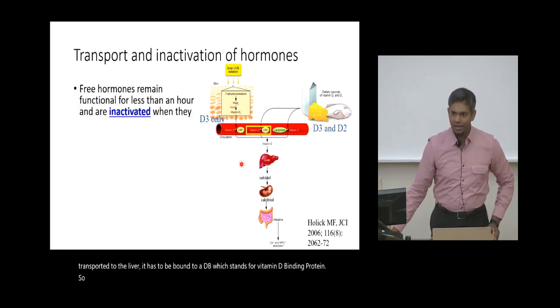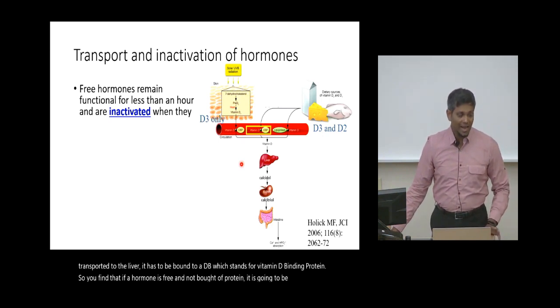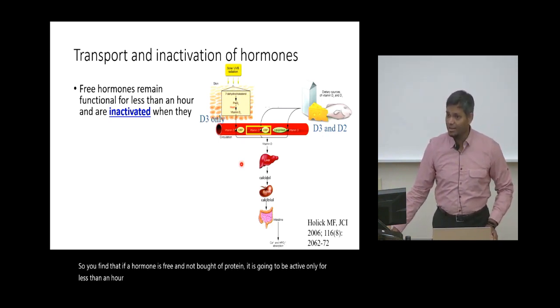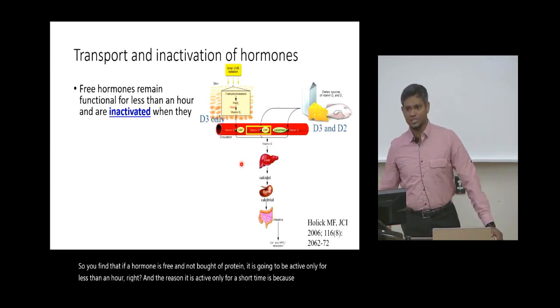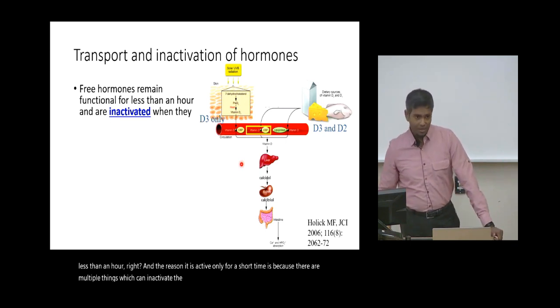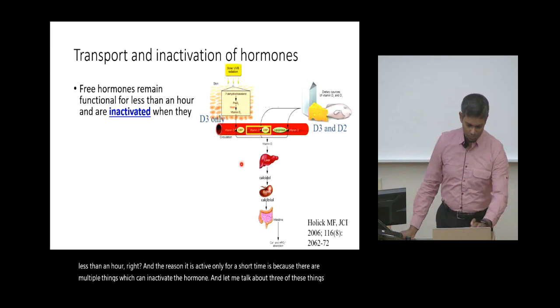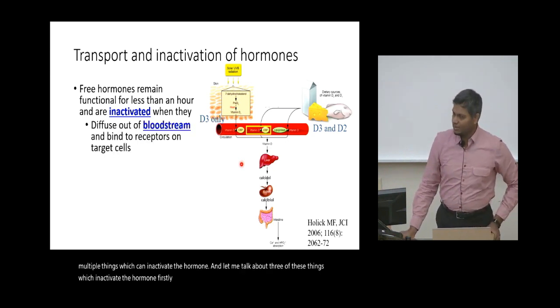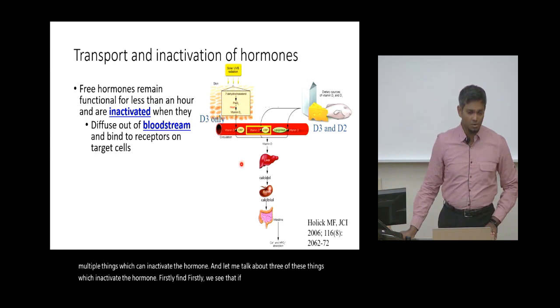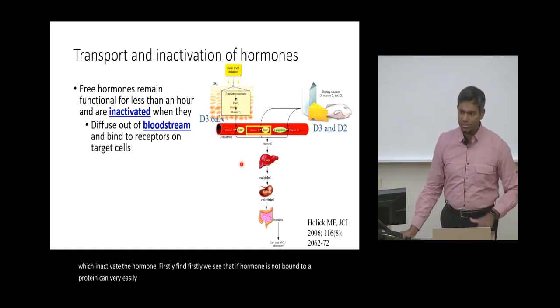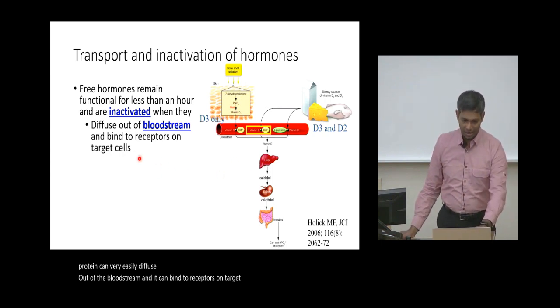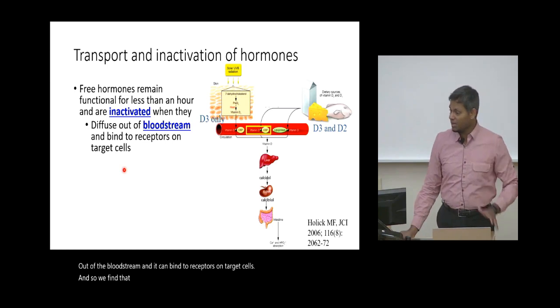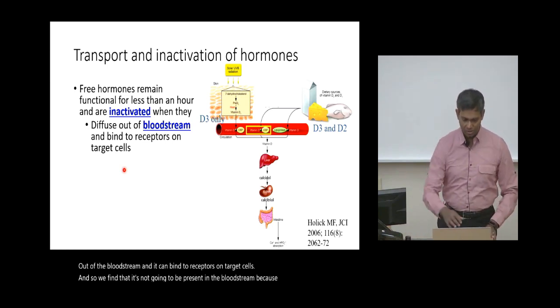So we find that if a hormone is free and not bound to a protein, it is going to be active only for less than an hour, right? And the reason it is active only for a short time is because there are multiple things which can inactivate the hormone. Let me talk about 3 of these things. Firstly, if a hormone is not bound to a protein, it can very easily diffuse out of the bloodstream, and it can bind to receptors on target cells. And so it's not going to be present in the bloodstream because it can easily diffuse out.